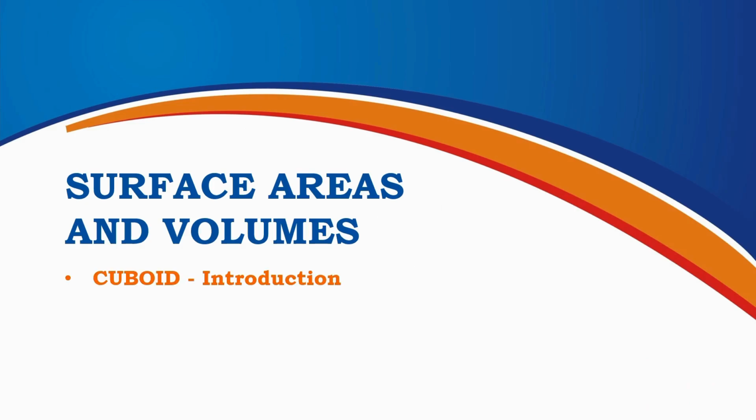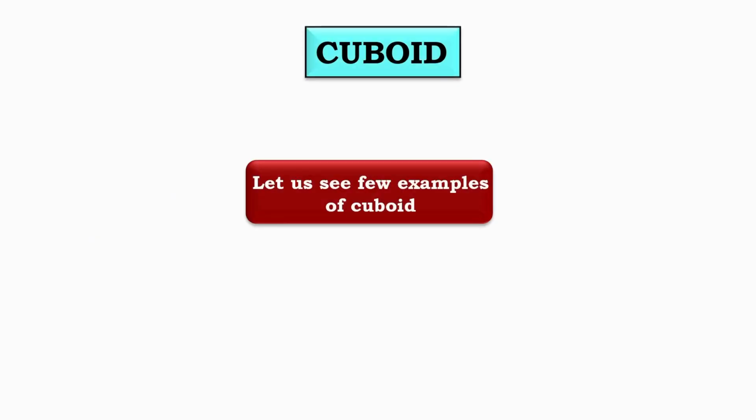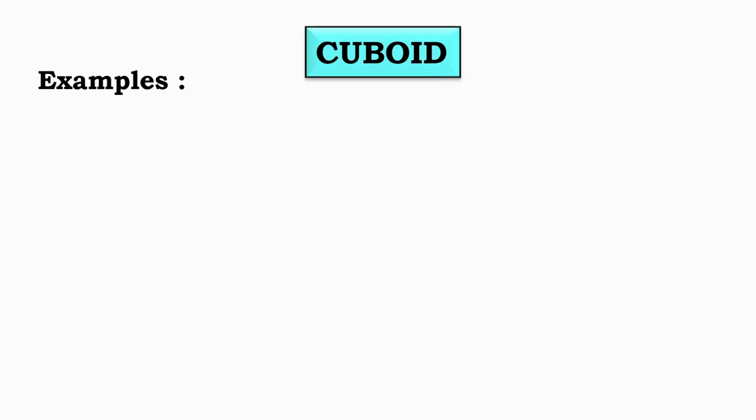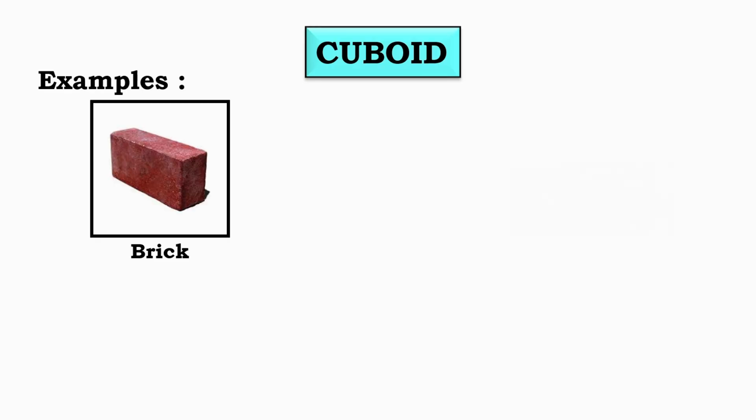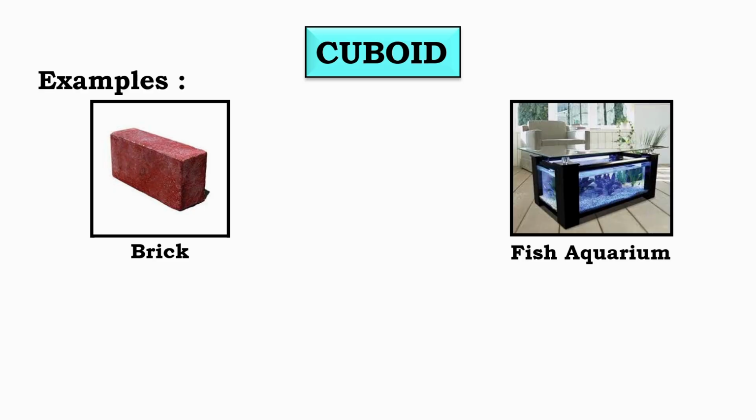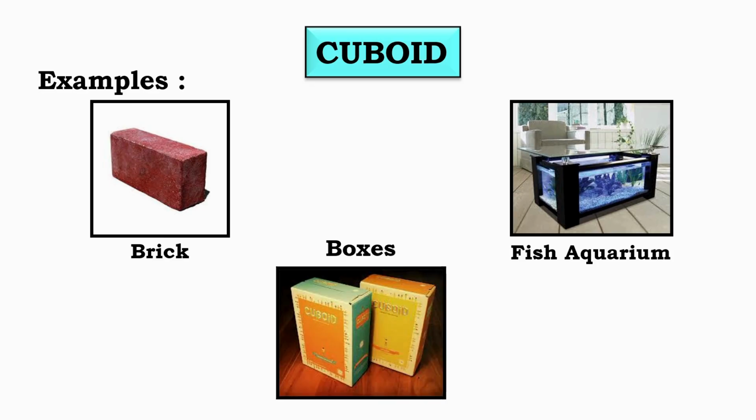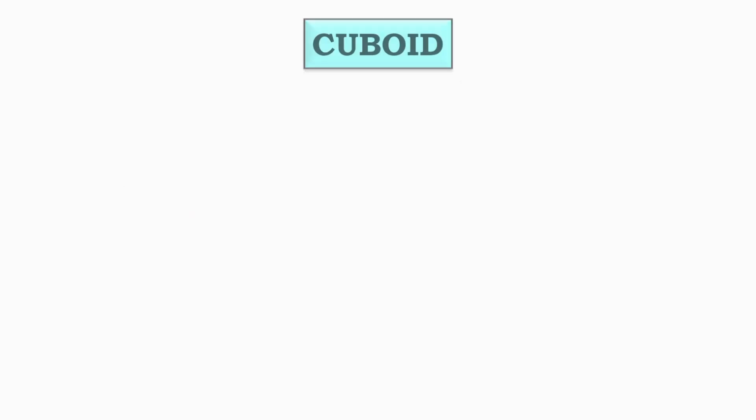First we need to understand what a cuboid is. I think many of you know what a cuboid is, but I will still show it with the help of a diagram. Let us first take some examples of a cuboid. Examples are a brick, this fish aquarium, and these boxes, which are also in the shape of a cuboid.